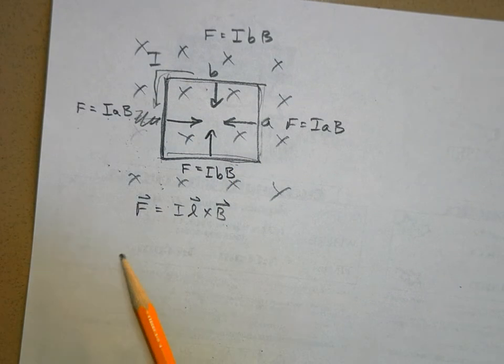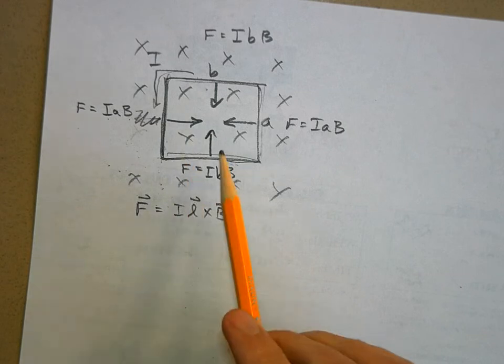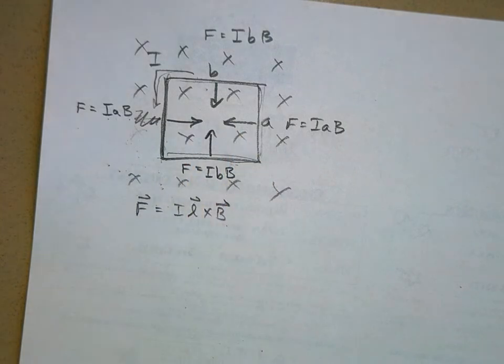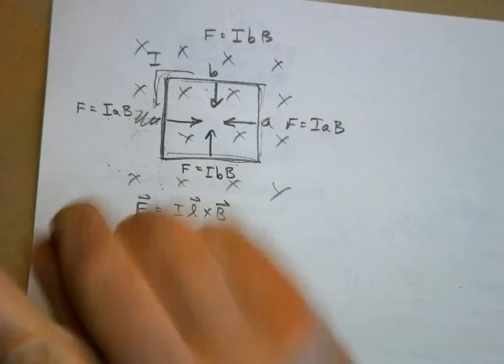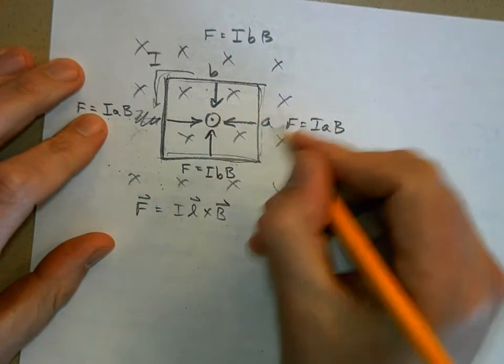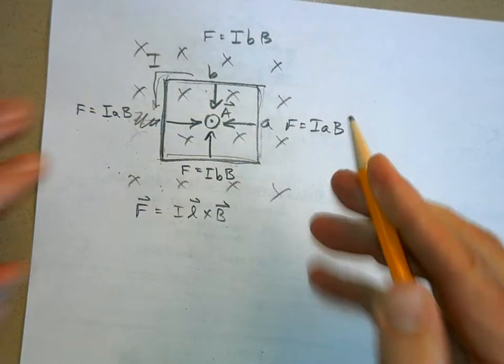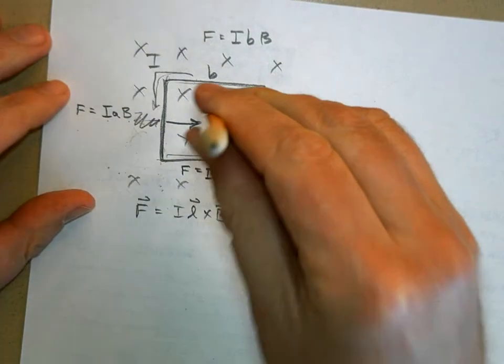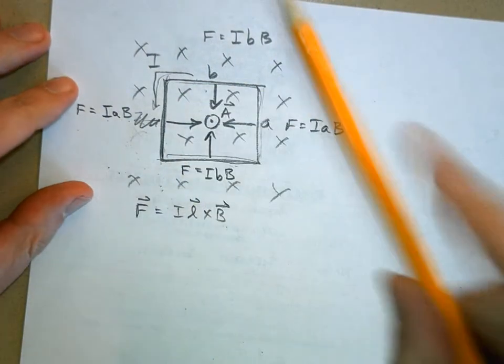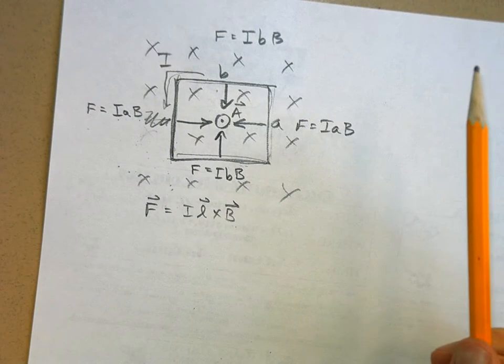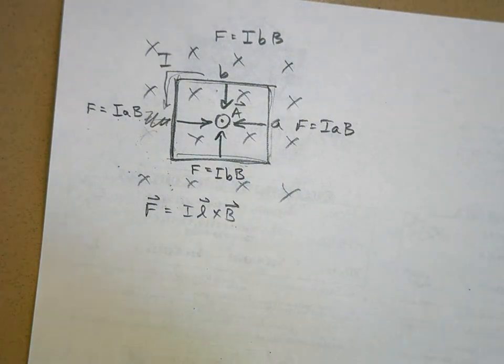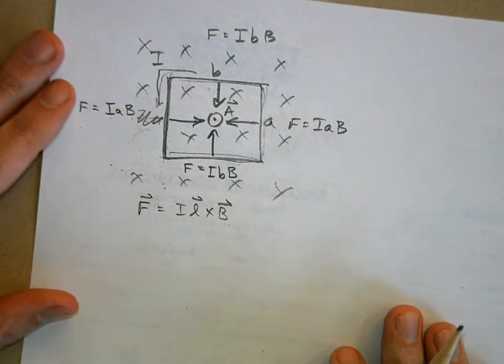So what we can say is that, now let's take a look at the area vector here, by the way. Look, here's the area vector, it comes out. So the area vector is coming out towards your eye. The magnetic field is going down, and there's no torque. All right.